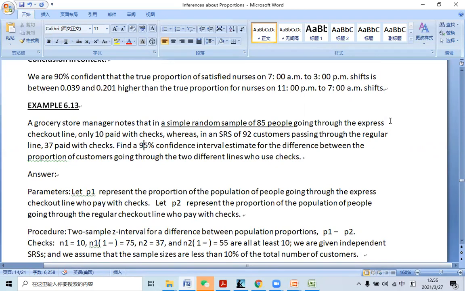And we want a 95% confidence interval. Every time you see this 95% confidence interval, you think about a normal curve, a normal distribution. And you think about the proportions on the normal distribution. 95%, that's in the middle. Between the two parts, you have to divide by 2. And you want the difference between the proportions of customers going through the two different lines who use checks.